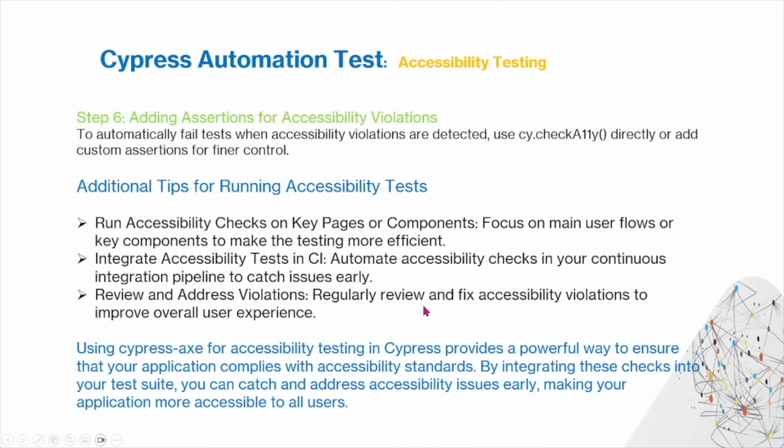Using Cypress Axe for accessibility testing in Cypress provides a powerful way to ensure that your application complies with accessibility standards. By integrating these checks into your test suite, you can catch and address accessibility issues early, making your application more accessible to all users.